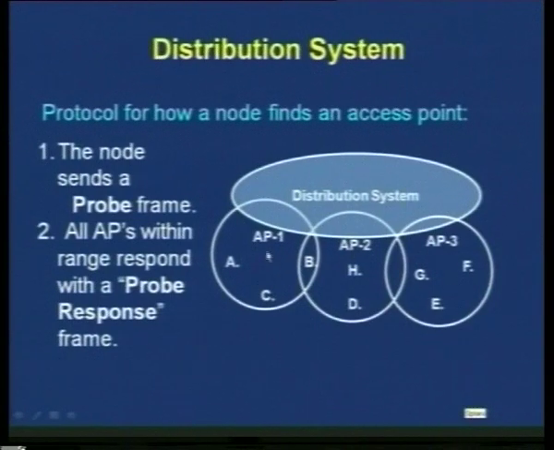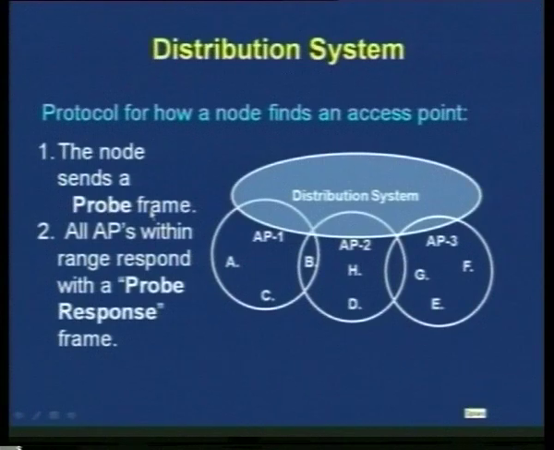So, let us look at how this association of nodes with access points takes place. What a node normally does, let us say a new node has now come in and wants to be connected to this wireless network, is send what is called a probe frame. The node sends a probe frame, and then all the access points within the range of that node respond with a probe response frame.